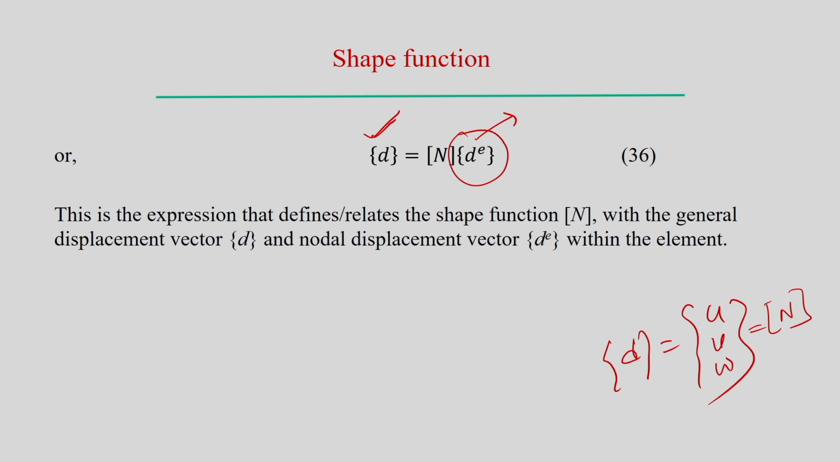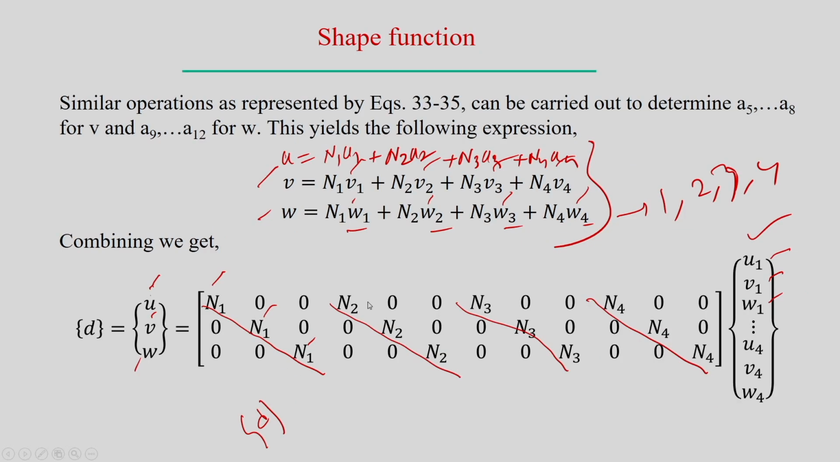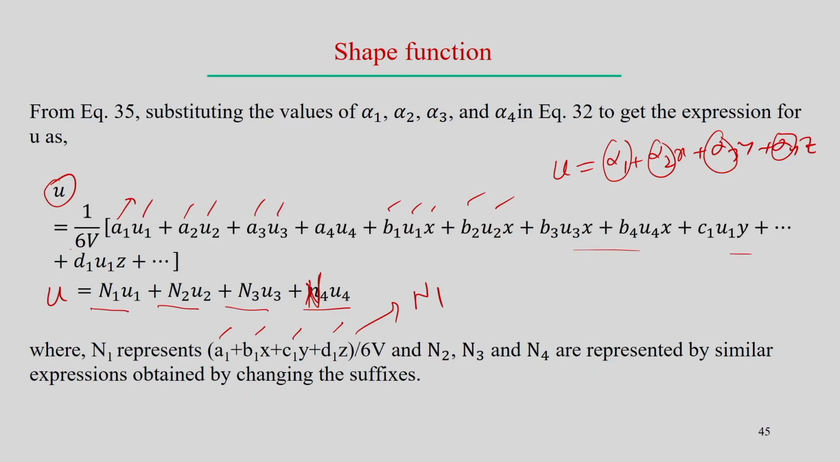So, within this element, this is the general expression, and the shape function n we have already seen. The expression for n equal to this represents the shape function n. So, n can be replaced in terms of n1, n2, n3 and n4. We have already looked at n1, which can be represented this way, where the variables x, y, z are also there, along with the associated a1, b1, c1 and d1.